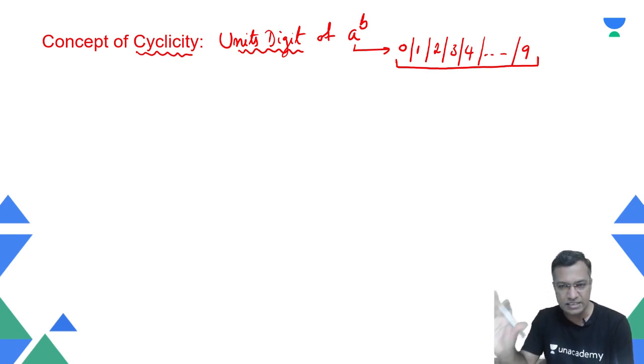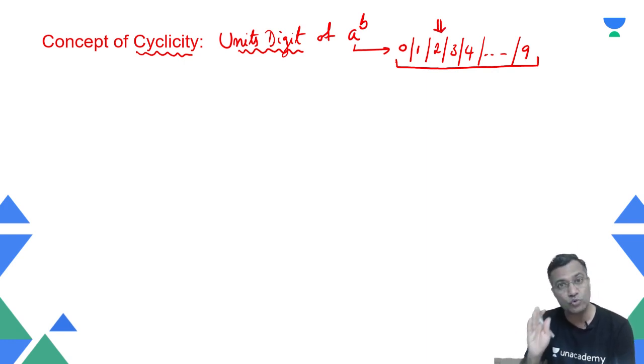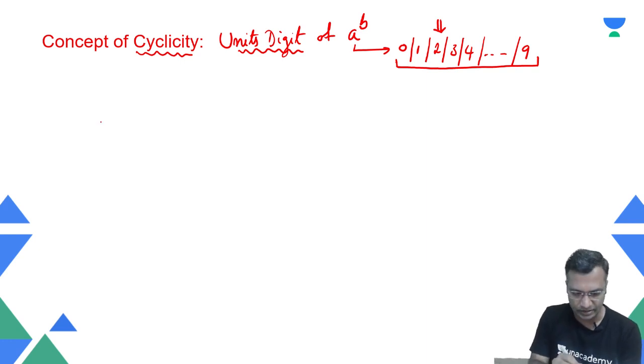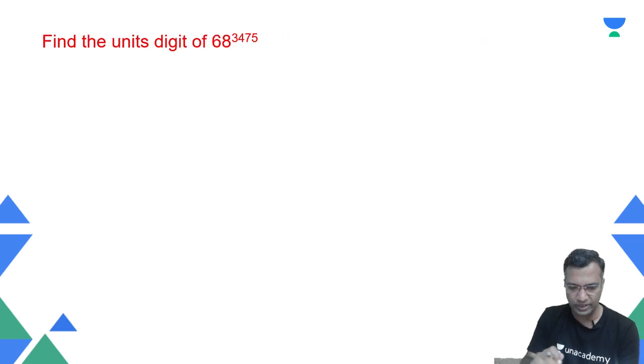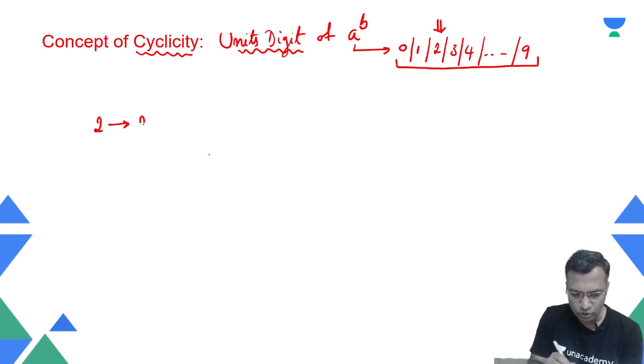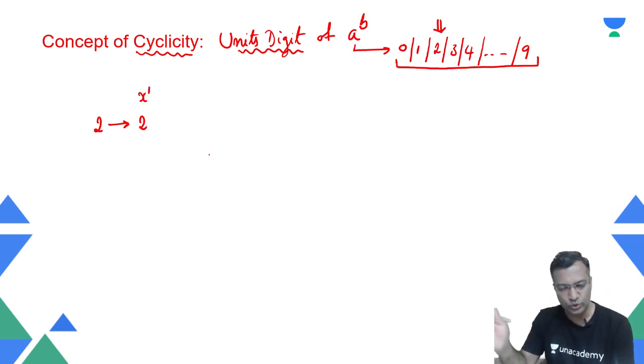Okay, now let's examine something. Let's take 2 as a sample case, and let me examine what we mean by the cyclicity for the units digit alone. Let me write it like this. I'm examining it for 2, so I will write 2 raised to power 1. Let me write x raised to power 1, where x in this case is nothing but 2. The units digit of 2 raised to power 1 is 2.